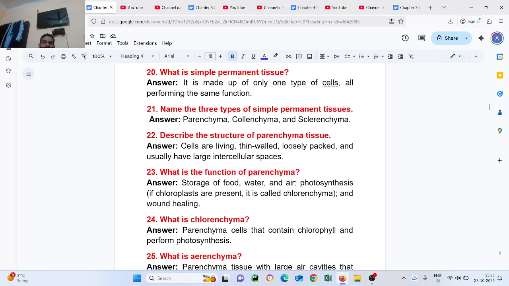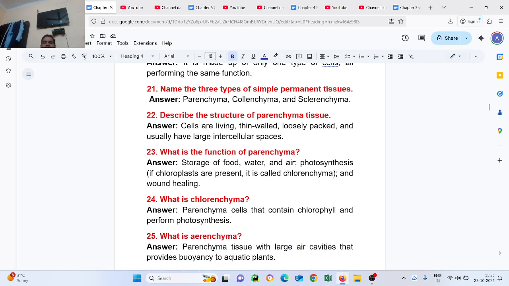Question number 24. What is chlorenchyma? Answer: parenchyma cells that contain chlorophyll and perform photosynthesis are called chlorenchyma.